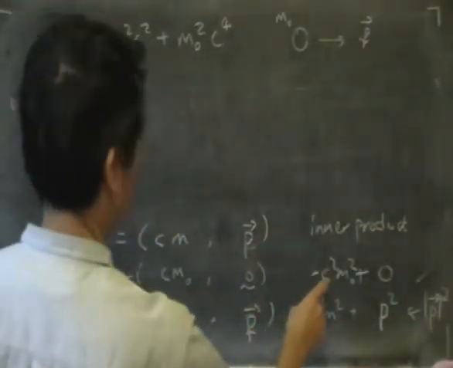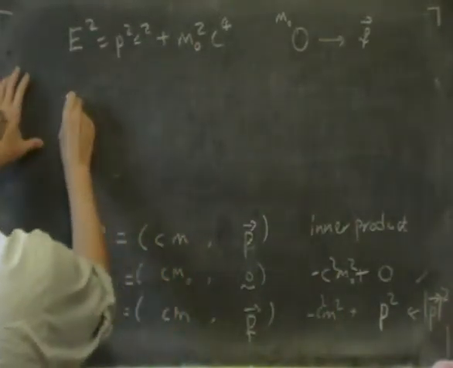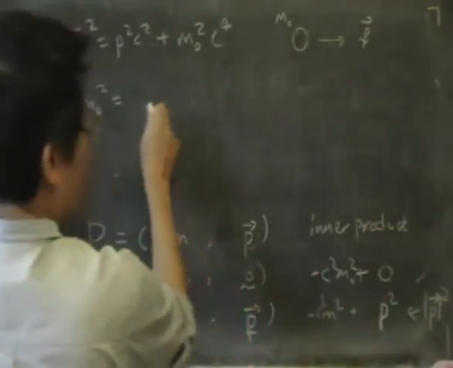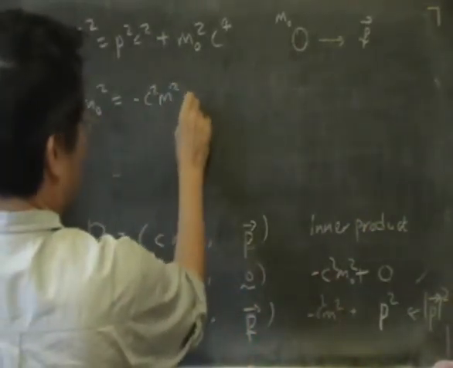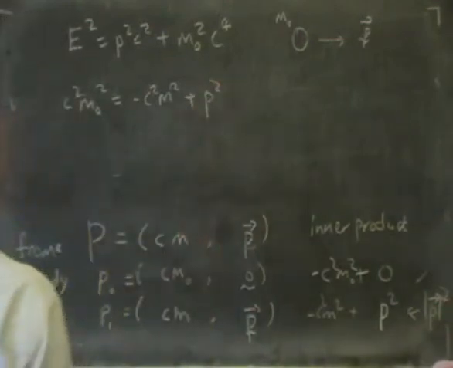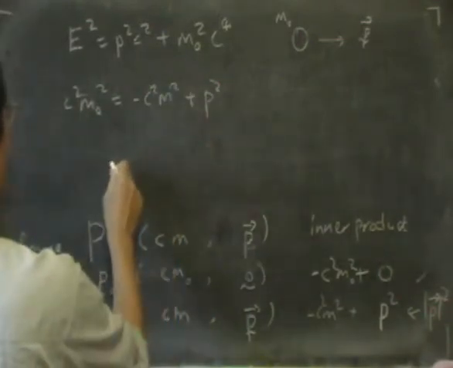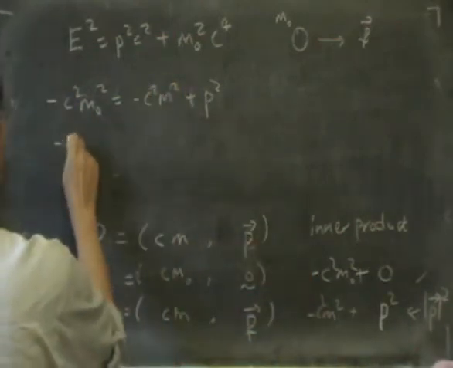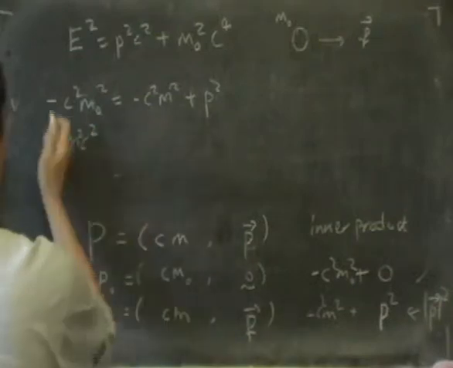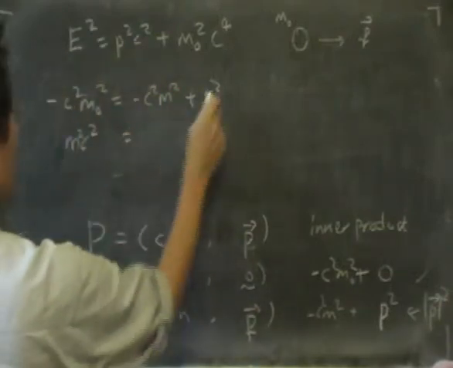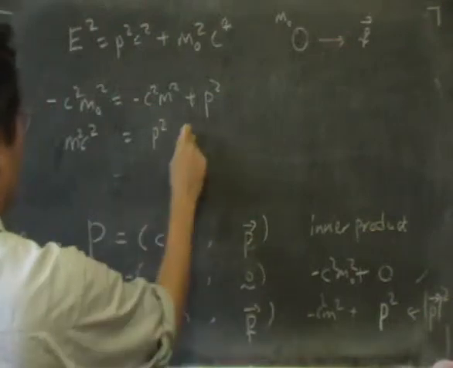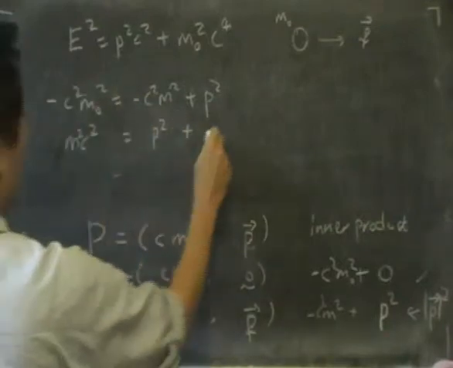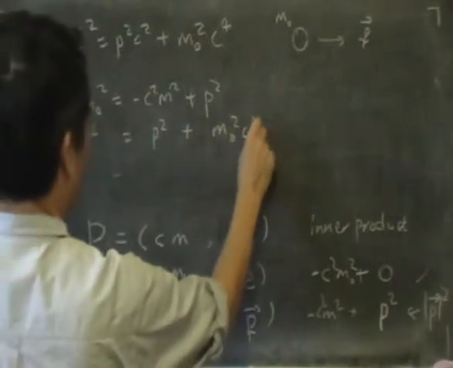Right, okay, that's c squared m naught squared equals minus c squared m squared plus p squared. Let's rearrange this. There's a minus sign there. Minus m squared c squared, bring over to the left. p squared from there, and m naught squared c squared over to here.